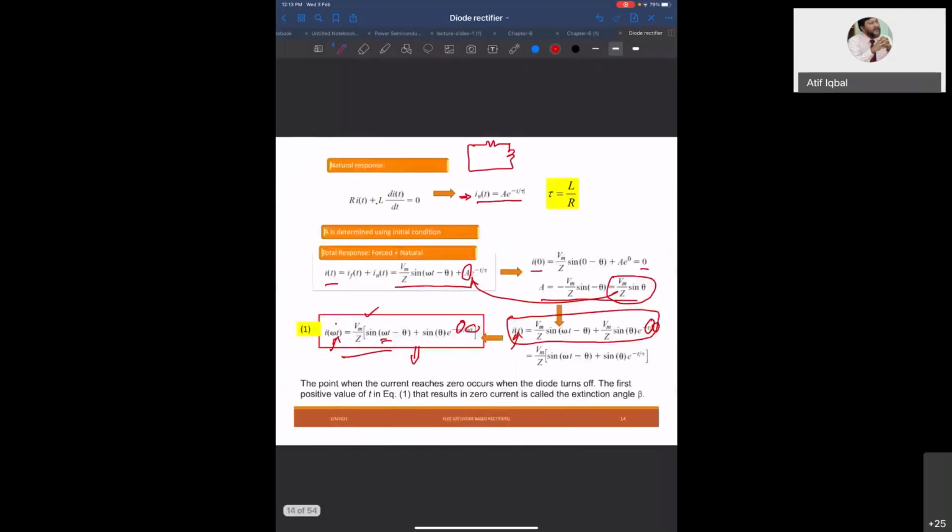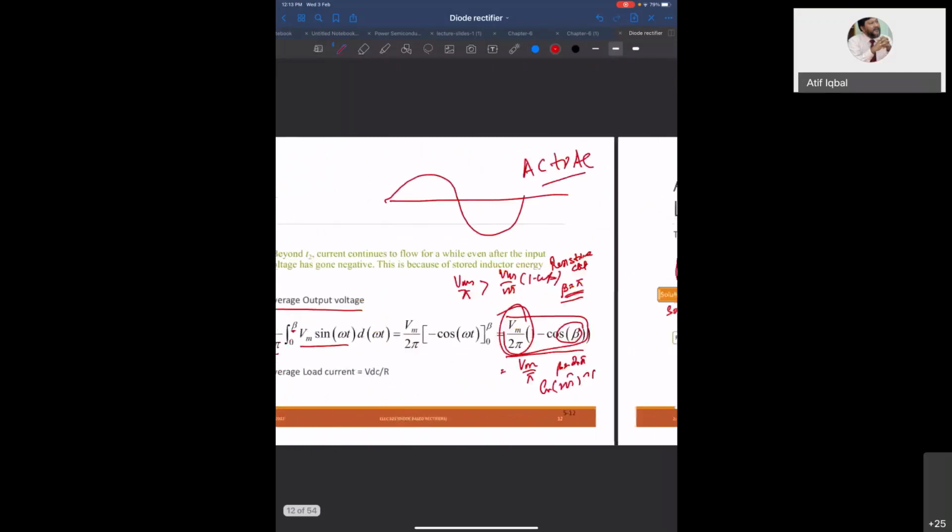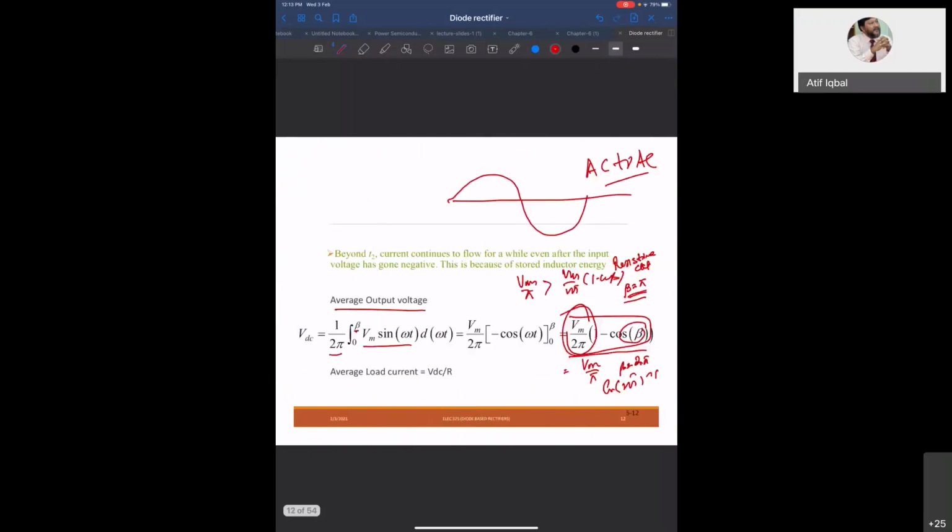And what about the voltage? The RMS voltage we did not find. We just found here the DC average voltage. And this is the average load current.